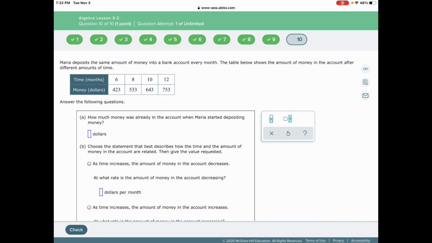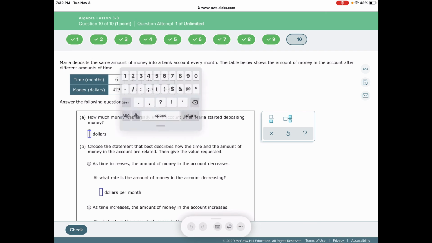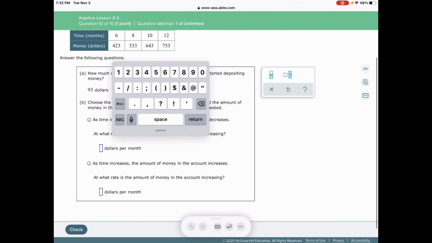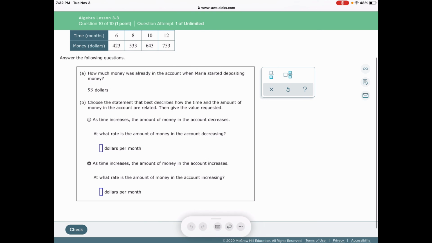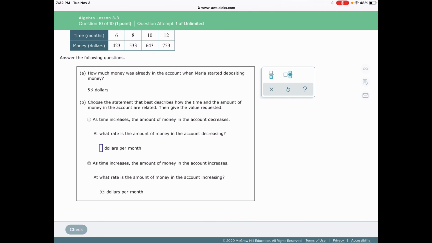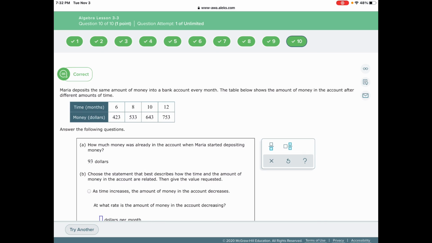I think here we said that she had $93, and here we said we were increasing by $55 because that is the slope. All right, and we are done.